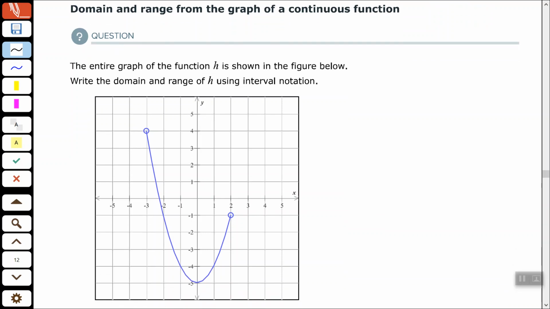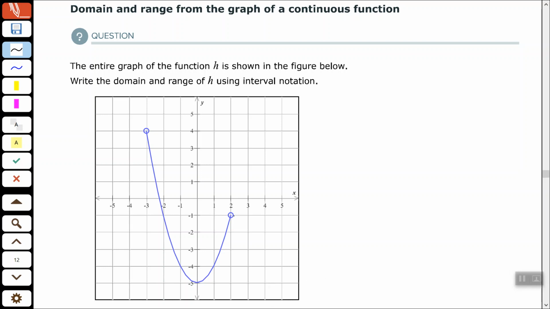In this video, we're going to look at the domain and range of the graph of a continuous function. So we have the entire graph of the function h as shown in the figure below. Write the domain and range using interval notation.